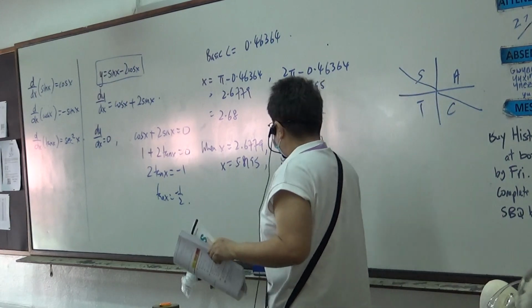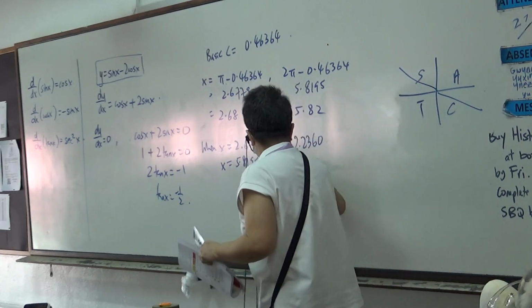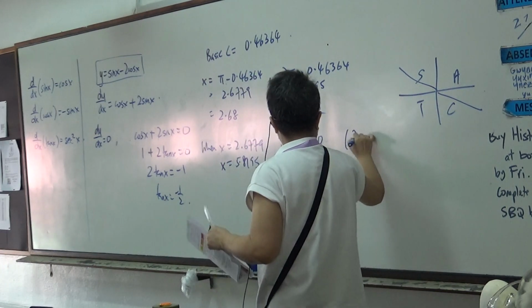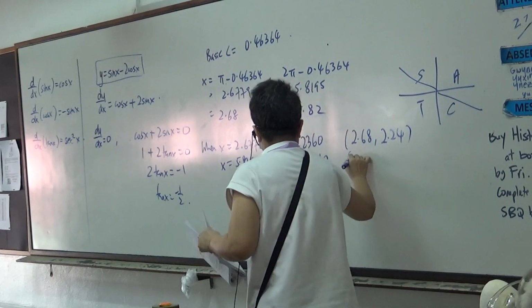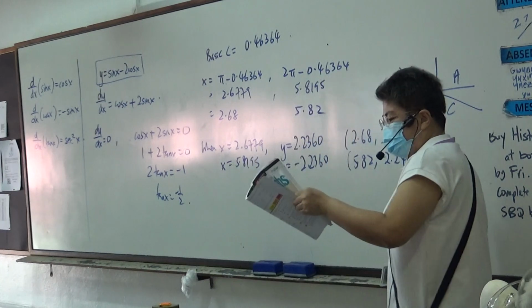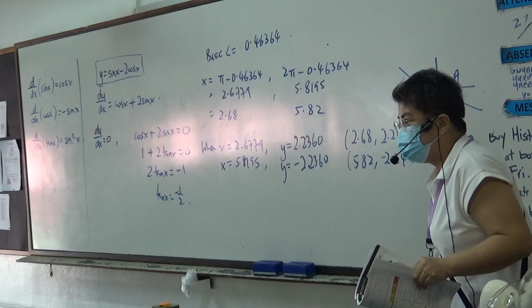Negative of this, right? 2.2360. So actually my two stationary points are 2.68 and 2.24, 5.82 and negative 2.24. Am I right to say that? These are my two stationary points. Okay, class? Can or cannot?